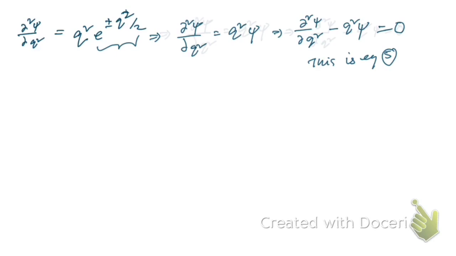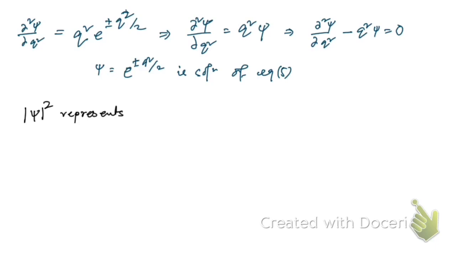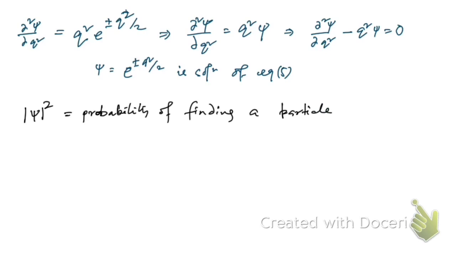Okay, so now you see psi is equal to, sorry, not plus minus, e to the power plus minus q square by 2 is a solution of equation number 5. That is verified. Now you see the quantity psi square represents the probability density, that is, the probability of finding a particle along the x-axis.